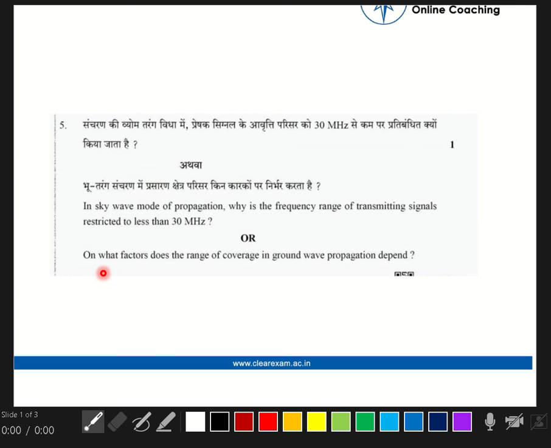Now let's try the second one. On what factors does the range of coverage in ground wave propagation depend? So we have to tell about the factors on which the range of ground wave propagation depends.